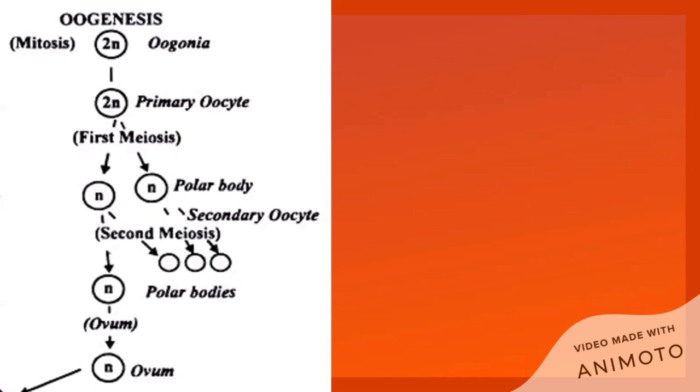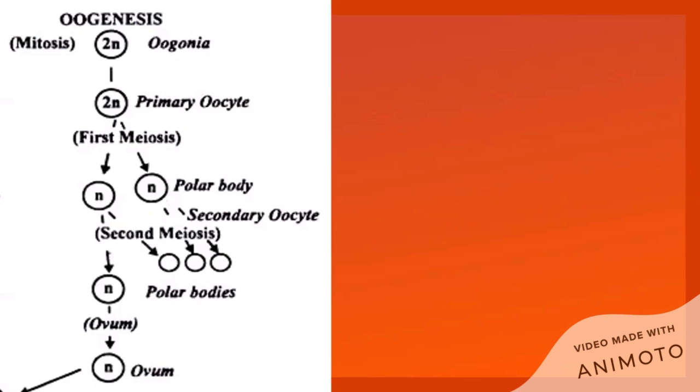And then we have the first meiotic division. We're looking at the first division of meiosis. So we're taking that whole diploid primary oocyte through prophase 1, metaphase 1, anaphase 1, telophase 1. And at the end, we end up with two cells. One will be a polar body. The other will be a secondary oocyte.